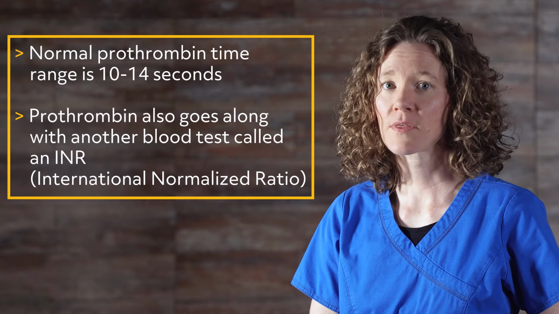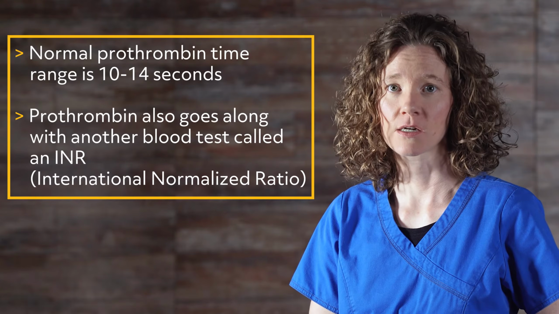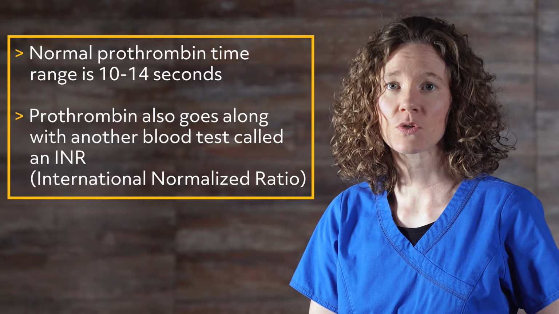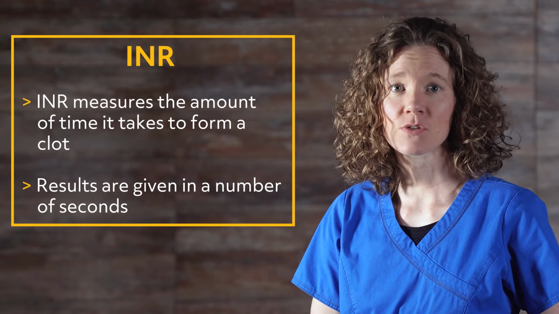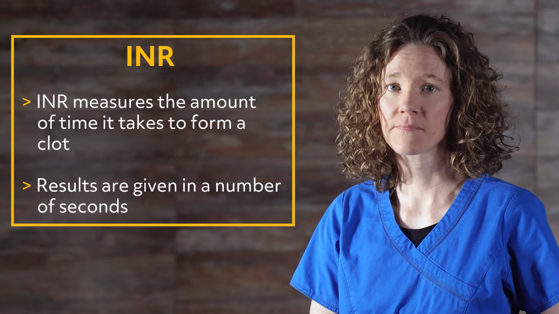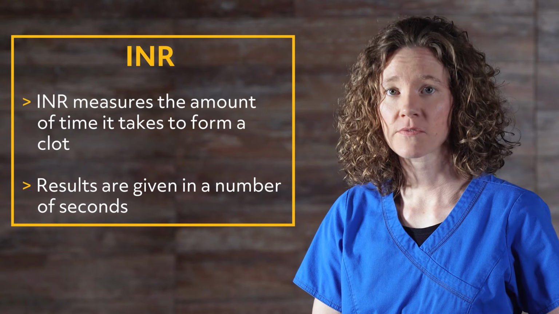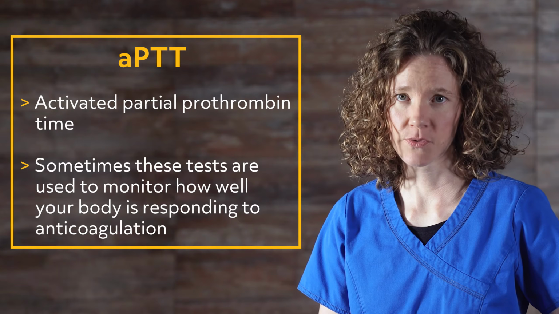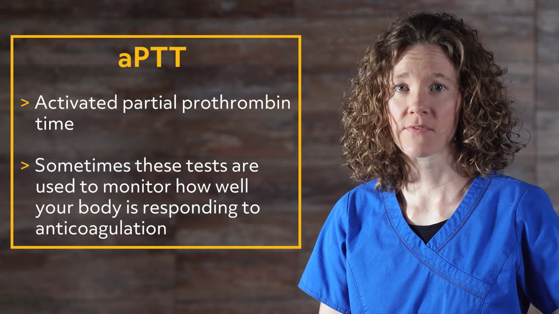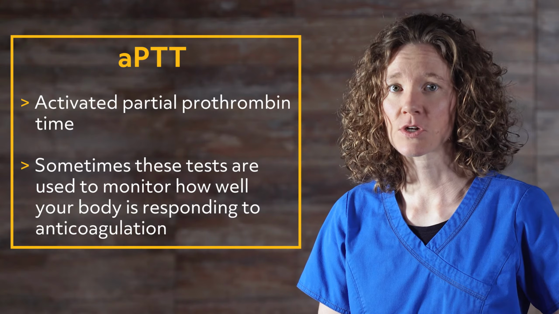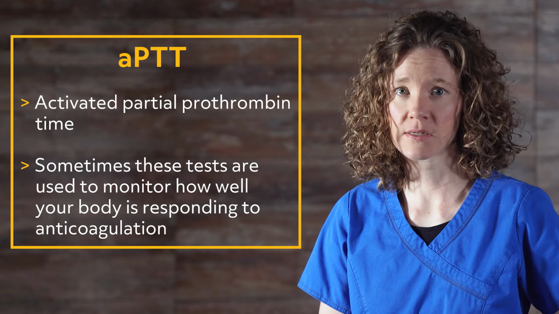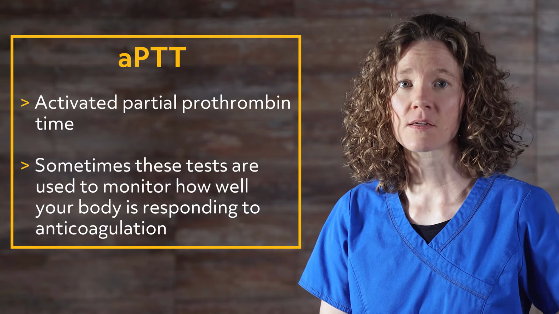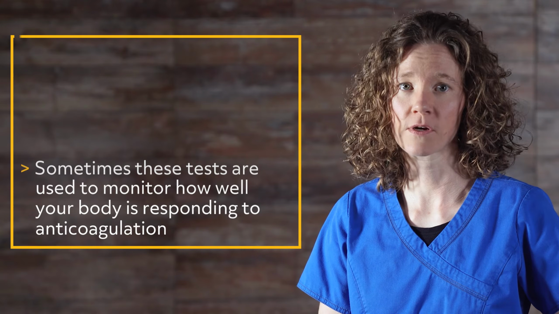Prothrombin also goes along with another blood test called an INR, which stands for International Normalized Ratio. I know it sounds confusing. INR measures the amount of time it takes to form a clot. Results are given in a number of seconds. Another test that goes along with these is called the APTT, which stands for Activated Partial Prothrombin Time, another set of clotting factors. Sometimes these tests are used to monitor how well your body is responding to anticoagulation therapy, such as with drugs like heparin or warfarin.